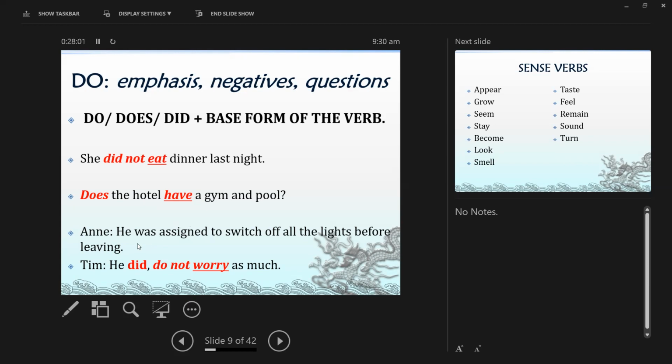And next example, it's a dialogue actually. He was assigned to switch off all the lights before leaving. He did. Do not worry as much. So this is an example wherein the word did was used to emphasize a specific action. Yes, he did. Okay? Everything clear?